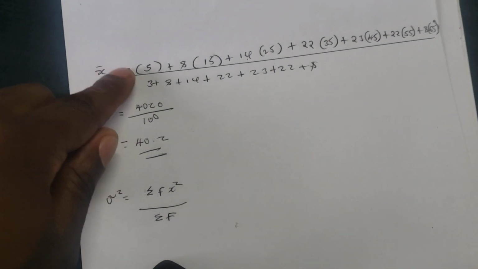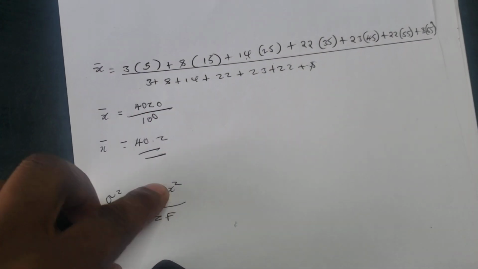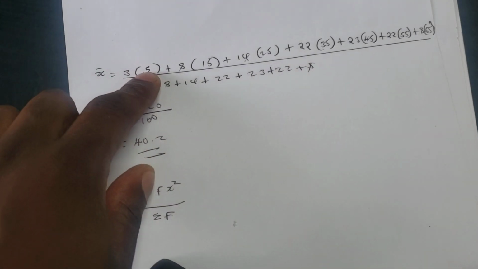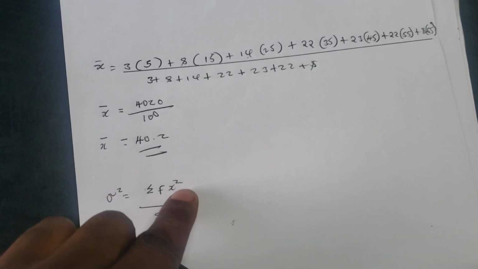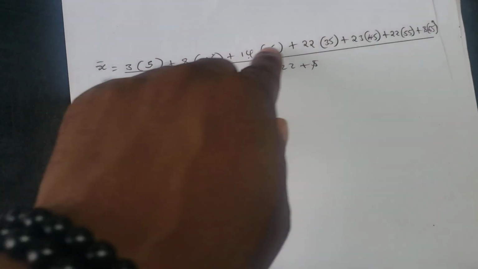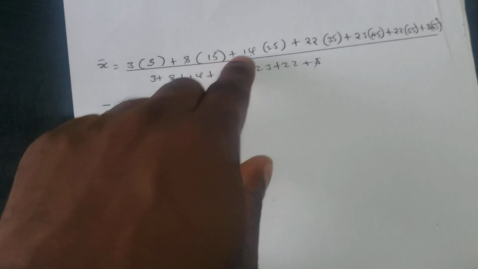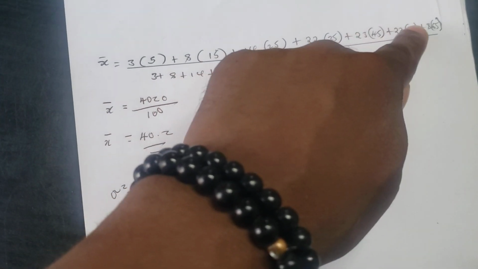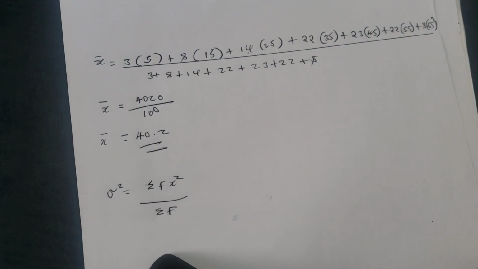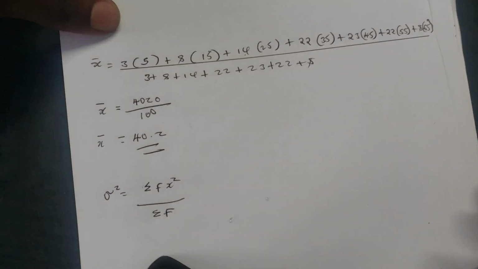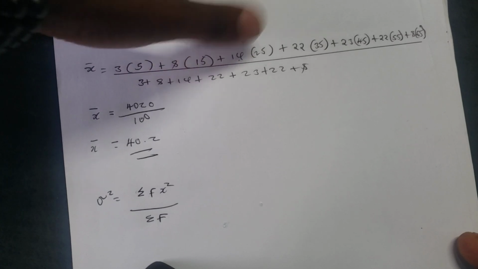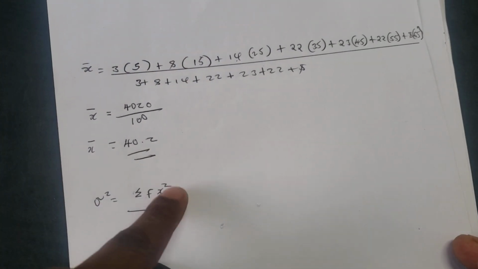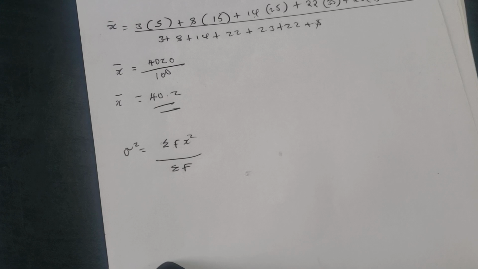What you are going to do, come back to that information. This 3 is our frequency, which is f. Then that x is the one where we find the midpoint, right? So we're now going to square this, because that x is the one being squared. So we square the 5, the 15, the 25, the 35, the 45, 55, and 65. Then after that, we multiply them: 3 by the square of that, plus 8 multiplied by the square of that, plus, and so on, over summation of f, which is 100.